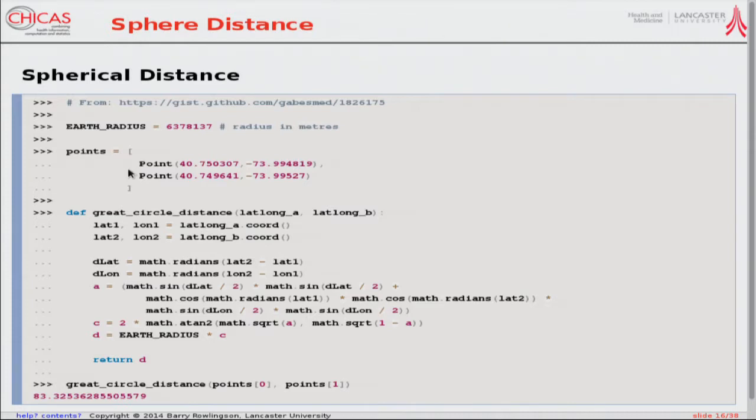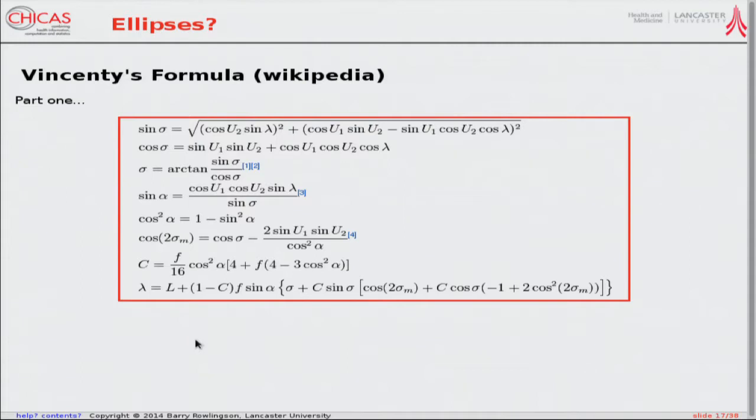So let's carry on looking at distances on the Earth. I did a quick search for the formula for spherical distance because I'm lazy, and someone had already implemented a nice spherical distance function in Python, which I got from GitHub. It depends on you telling it the Earth radius. I'm going to make a couple of points, and then define this great circle distance function, which does all the math. There's lots of math.cos, math.sin, and it returns a distance. It's basically working on a unit sphere and multiplying by the Earth radius. So then I can just call great circle distance between the two elements of my points, and I get 83.32 meters.